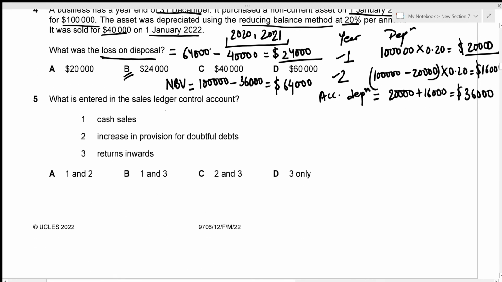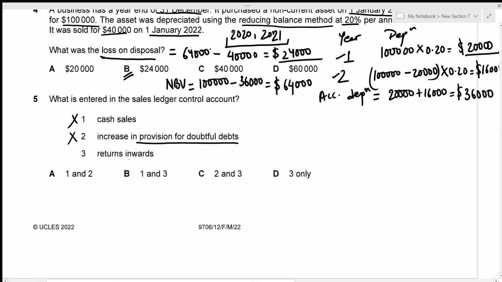What is entered in the sales ledger control account? The first one given is cash sales. So we know that only credit sales are included in the sales ledger control account. The second one is increase in provision for doubtful debts. So we don't record anything relating to the provision for doubtful debts in the sales ledger control account. So that's not going to be included either.